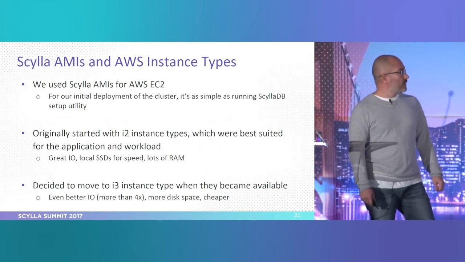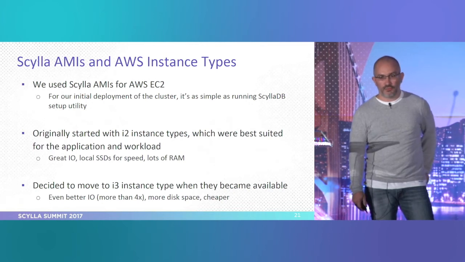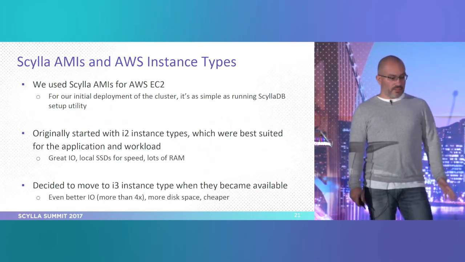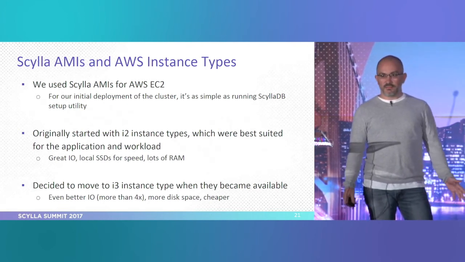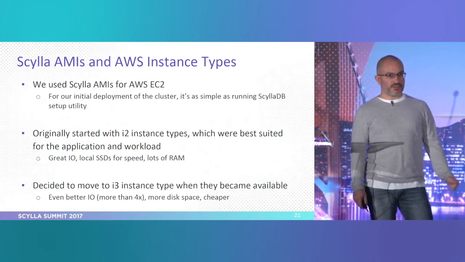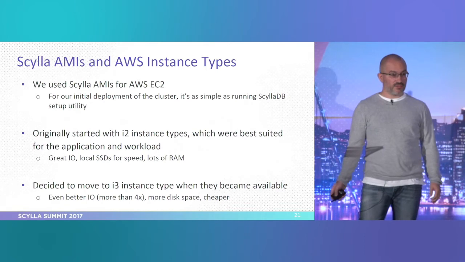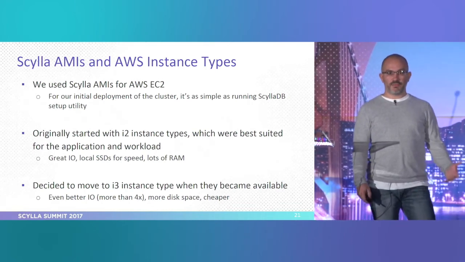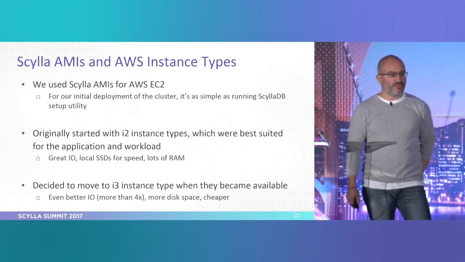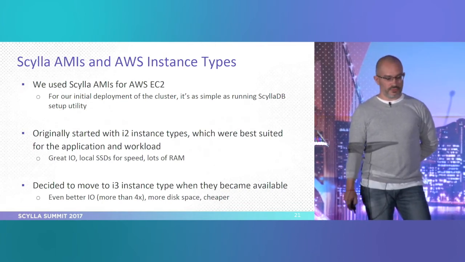So back to the nodes. Originally, when we did the migration, we started with I2 nodes, which is what was running the Cassandra cluster at the time. And they were great. They were perfect for the job, great I/O, local storage, lots of memory. A couple of months later, in March of this year, Amazon announced the availability of the successor of the I2, the I3 instances, which offer even better I/O, more storage, and they're cheaper. So needless to say, we were very intrigued, and we decided to upgrade the cluster to those nodes.